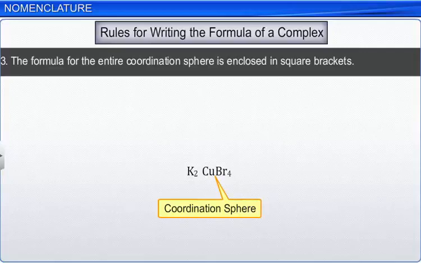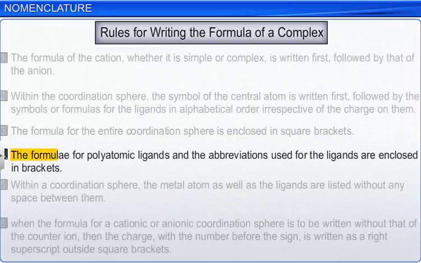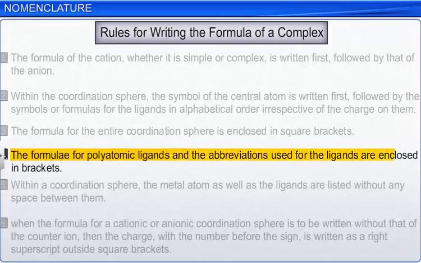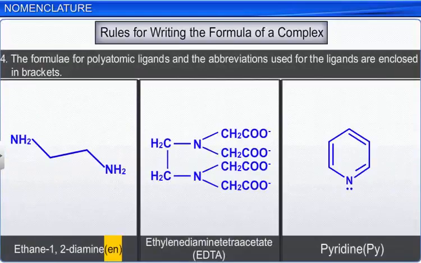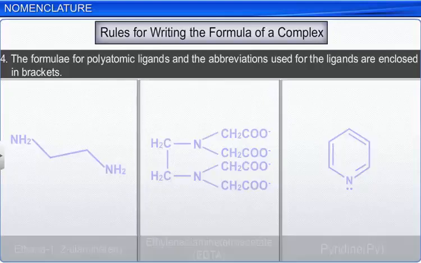The formulae for polyatomic ligands and the abbreviations used for the ligands are enclosed in brackets. For example, EN, EDTA, PY, etc. are enclosed in brackets. For example, in the complex of cobalt shown here, the coordination entity contains the polyatomic ammonia ligand and the abbreviated ethane 1,2-diamine ligand enclosed in brackets.